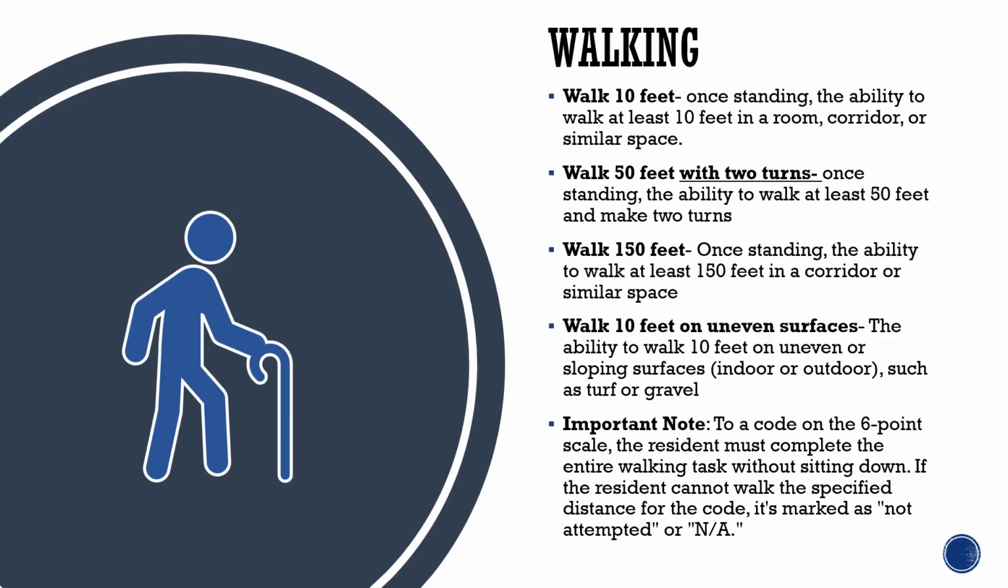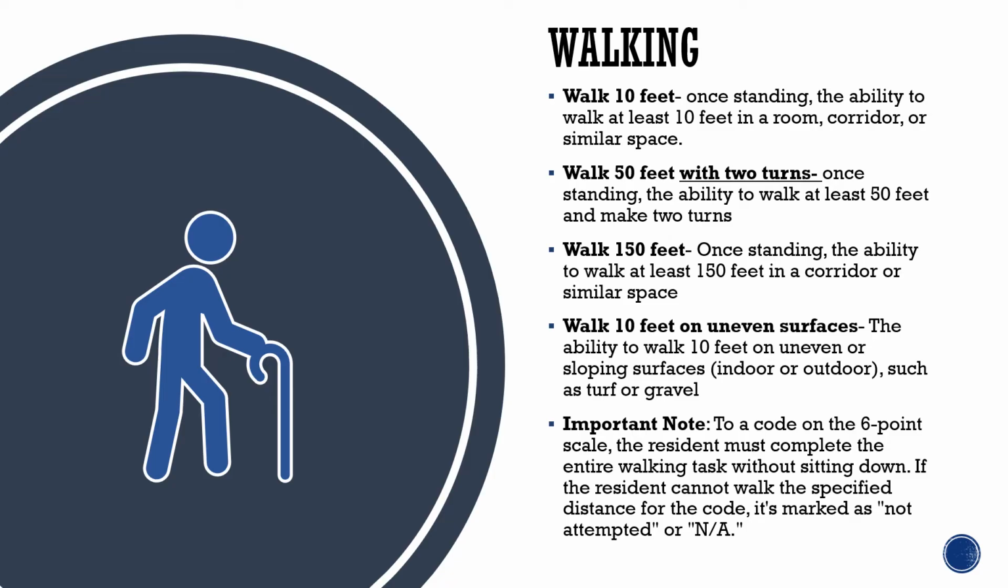The next ADL item we're going to go over is walking. Before, with walking, we would code walk in the room or walk in corridor. Walking is a little bit different now. We have smaller subcategories. The first one is walk 10 feet. The next is walk 50 feet with 2 turns. After that is walk 150 feet. And the next is walk 10 feet on uneven surfaces.